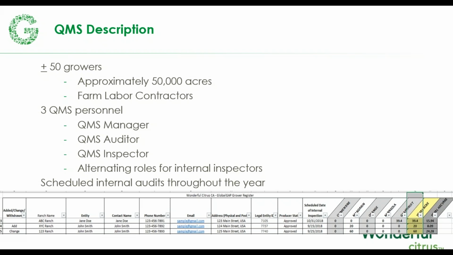Pardon me, I'm the QMS inspector. And then we have another person who is responsible for third-party growers and the farm labor contractors, who then comes in and audits my work. It's just flip it, and we do the exact opposite roles for each other's operations. So I am in turn the QMS auditor for the farm labor contractors and the outside growers, as that person is the QMS inspector.